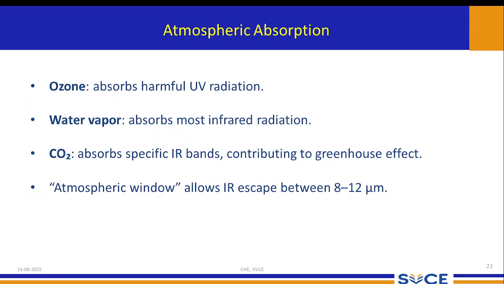If there is no ozone layer, all the light will pass through it and enter the Earth's atmosphere, and obviously it will affect things. That means it will cause cancer and so on. So ozone absorbs harmful UV radiation, and water vapor absorbs much infrared radiation. These are the things acting as protection.